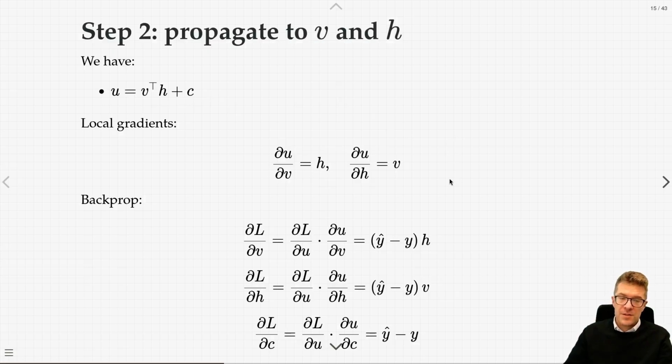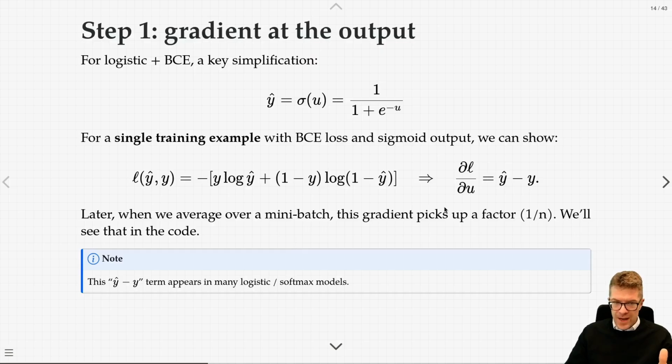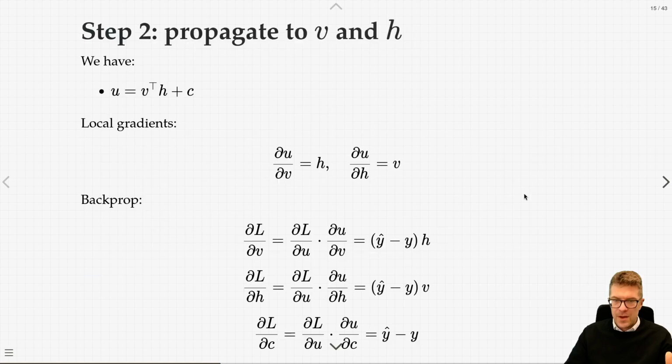So we can take the backpropagation. Again, if we want to compute the derivative of L with regards to v, we can apply the chain rule. We already know the derivative of L with regards to u. We just computed that a moment ago. It's y hat minus y. We know the derivative of u with regards to v from our super simple linear function. That's just h. And then multiplying these things together gives us this right-hand side. The same exact logic applies to this second computation for the derivative of L with regards to h. And then finally, the derivative of L with regards to c, which is also a parameter we can learn. Apply the chain rule. That's just the derivative of L with regards to u, because the derivative of u with regards to c is 1. So far, so good.